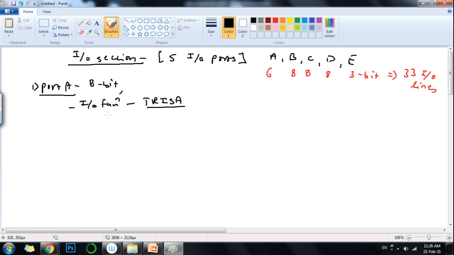Okay, then port A is a general purpose port. It can be used to read 8-bit data or write 8-bit data, read-write operation, general purpose. That is about port A.